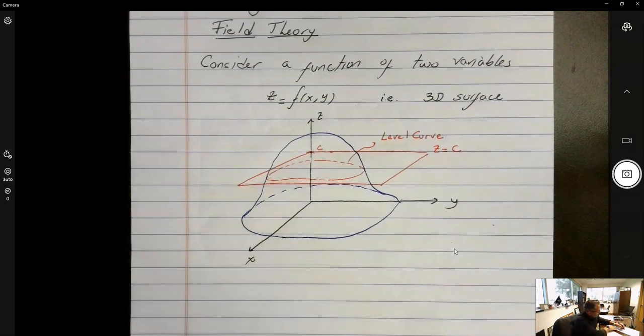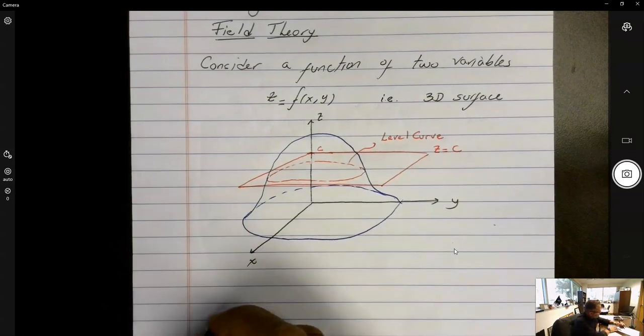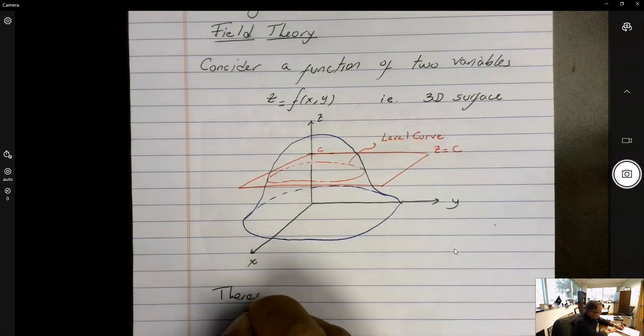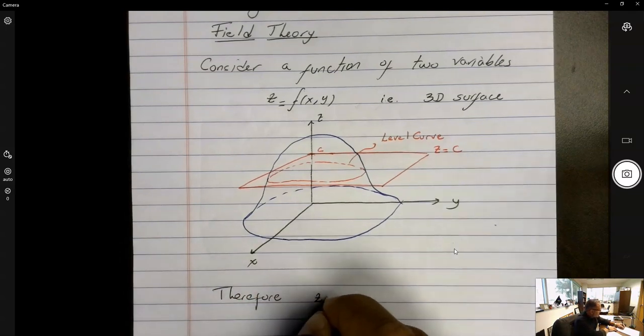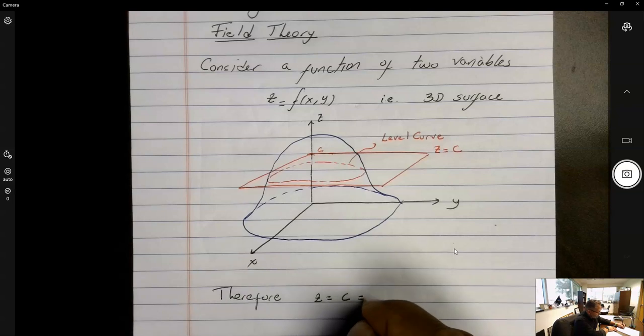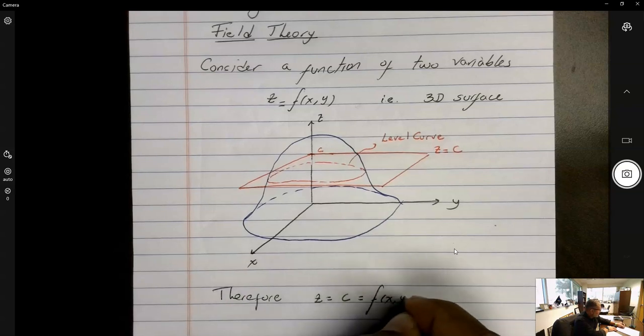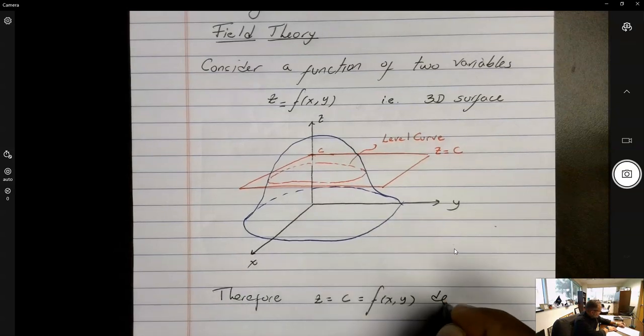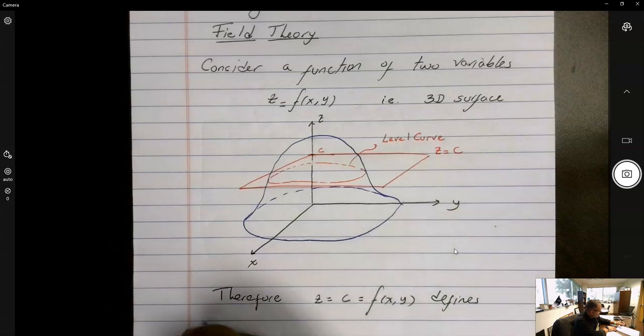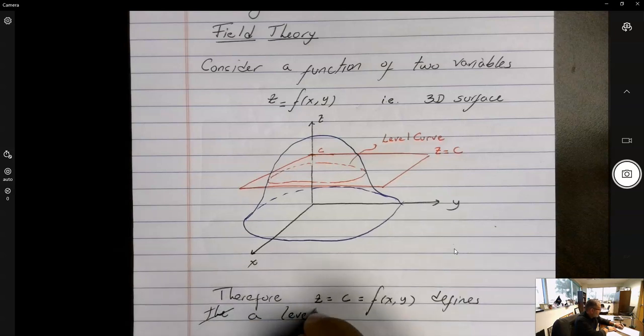So therefore, let me continue with the black ink here. Therefore, z equals a constant, which is equal to some f of x, y, defines a level curve.